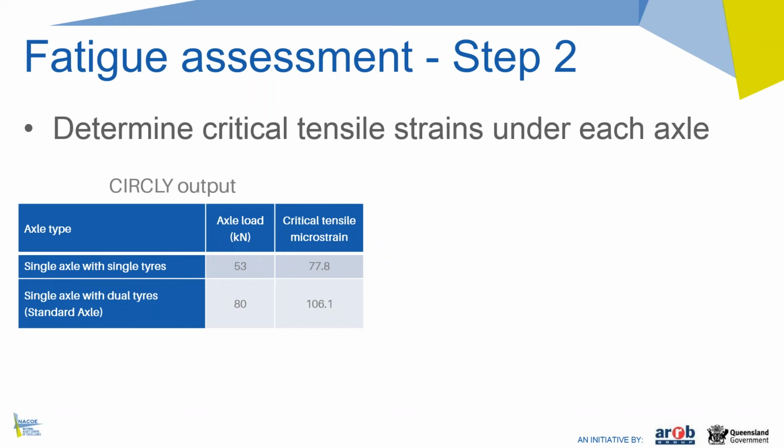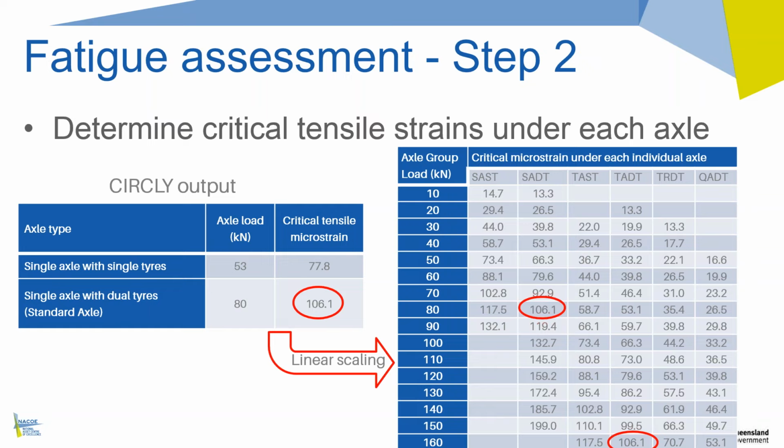So we then take those strains, put them into a spreadsheet, and we can calculate the strains at every other combination of axle group load and axle group type. Again, remembering that these are strains under the actual individual axles from the groups and not the whole group itself. So we then use those strains in the calculation of the allowable loadings.